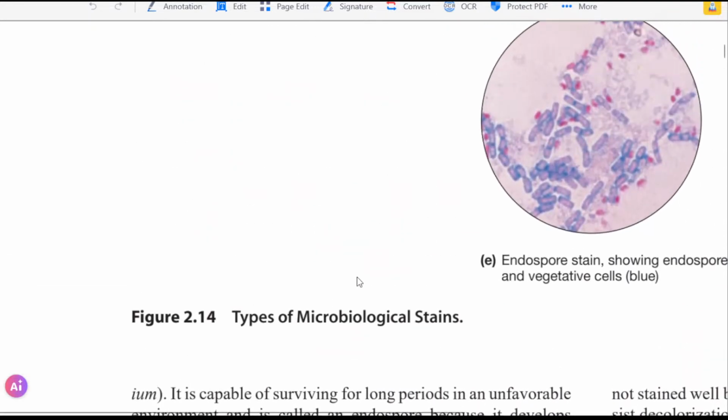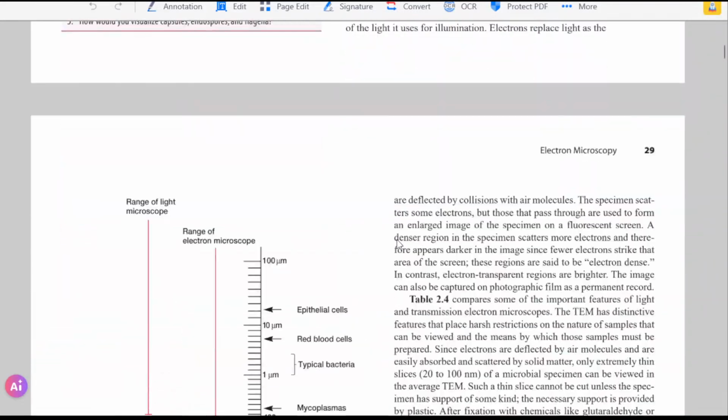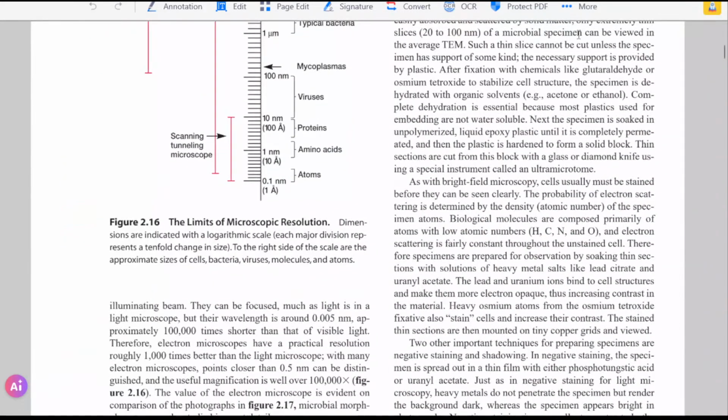So we are done with this, and maybe by the next day we will be studying the electron microscope. Good luck, goodbye.